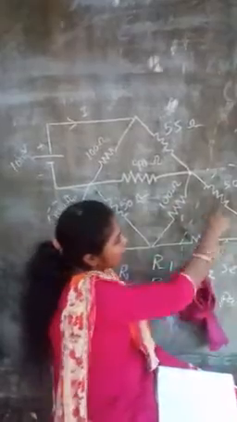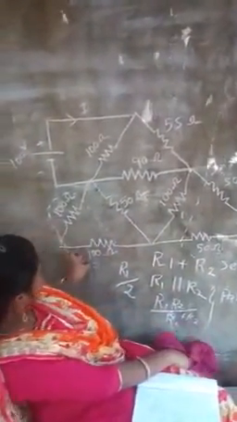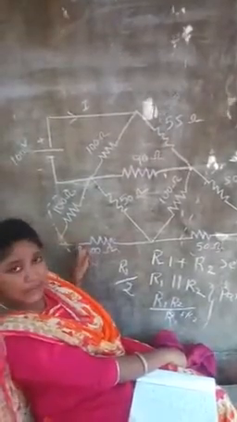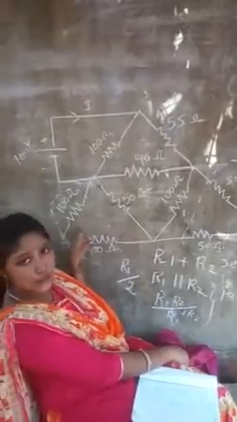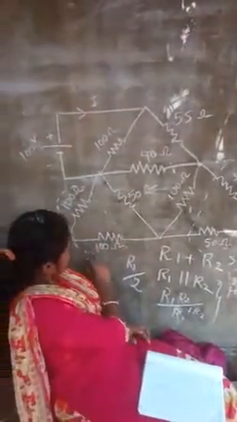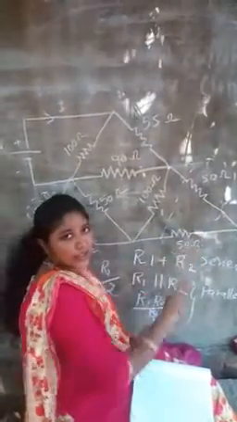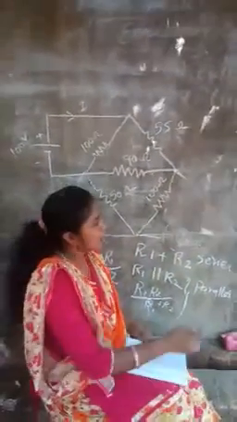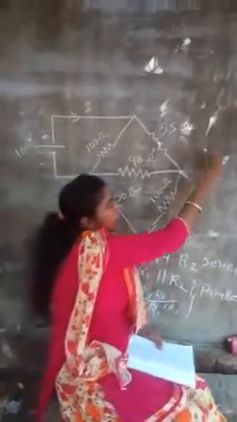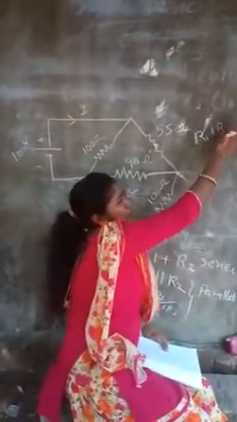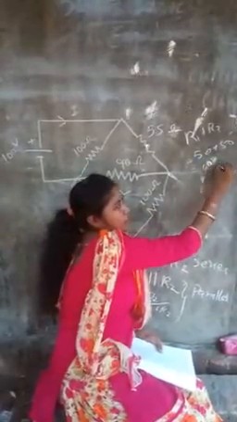So what is 50 plus 50? 100. Similarly, 100 plus 100, this is also series, so you add both resistances. Then the answer here is 200, isn't it? So 100 plus 100 is 200, and here 50 plus 50 is 100. Then you can make changes here. Now you have to make changes in this diagram. R1 plus R2, that is 50 plus 50, 100 ohm.